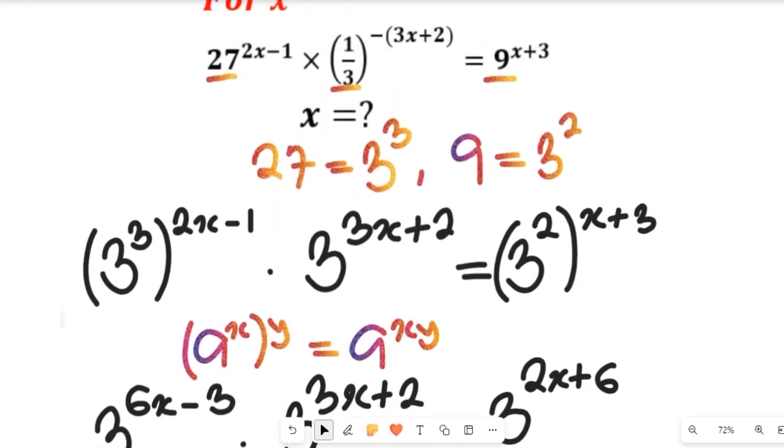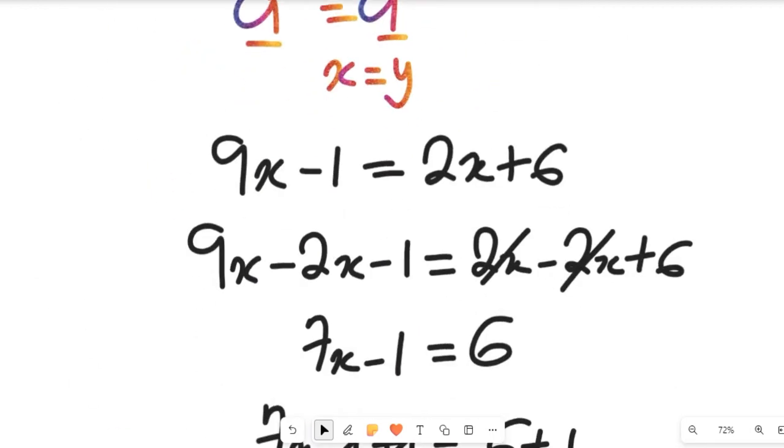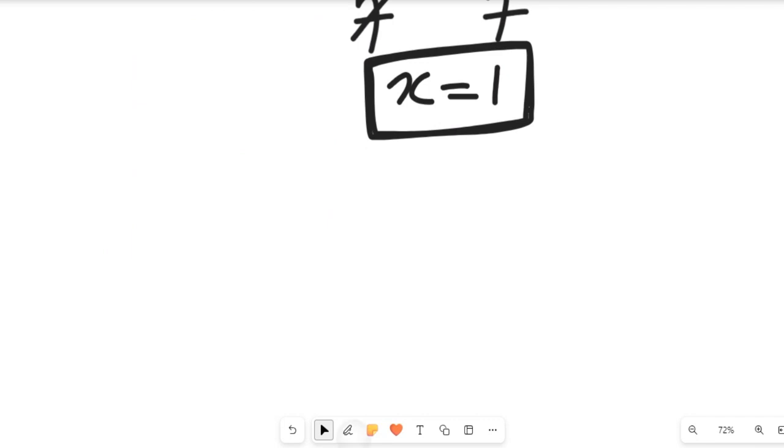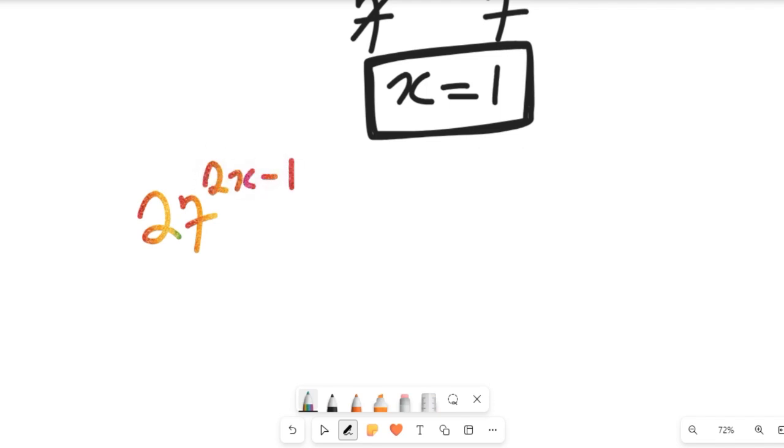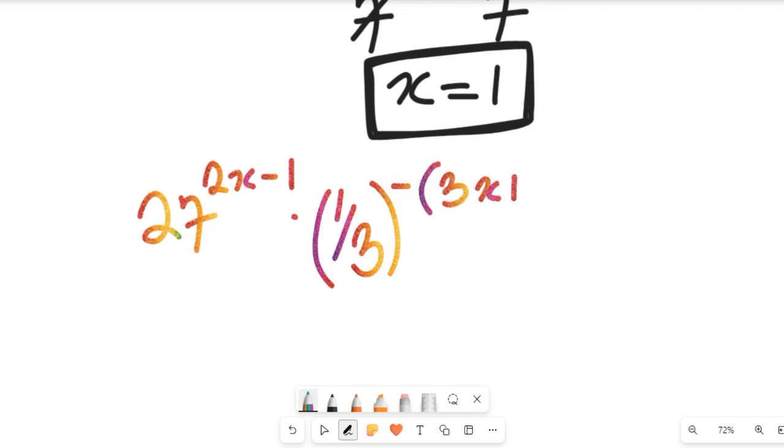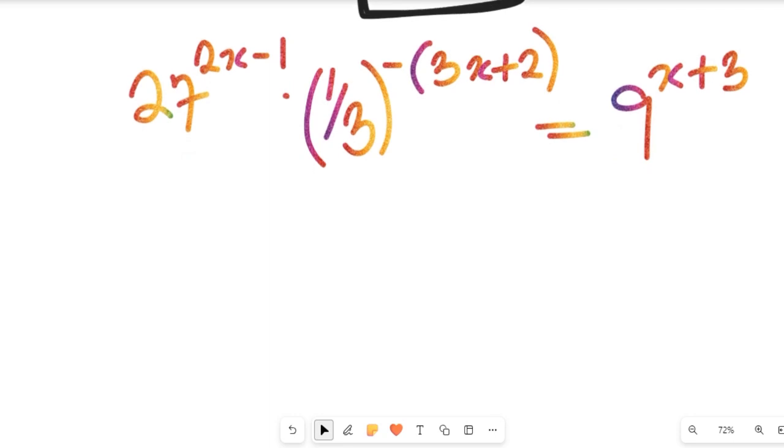We are given the original equation. Now let's check. From the original equation, we are given that 27 to the power of 2x minus 1 multiplied by 1 divided by 3 all to the power of negative 3x plus 2 will be equal to 9 to the power of x plus 3. Now at x equal to 1, will the left hand side be equal to the right hand side? Now let's check it out.